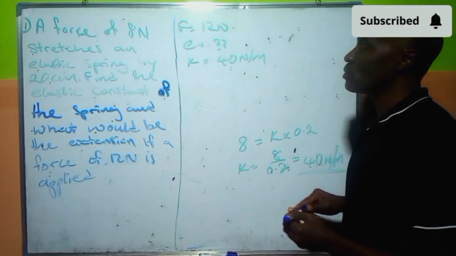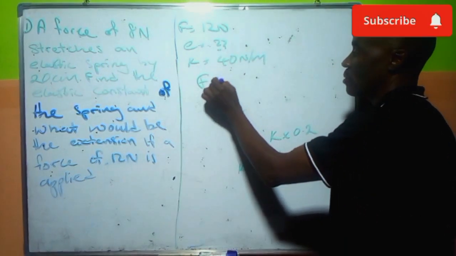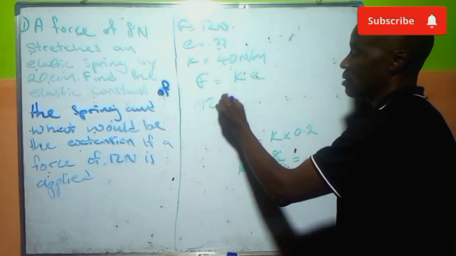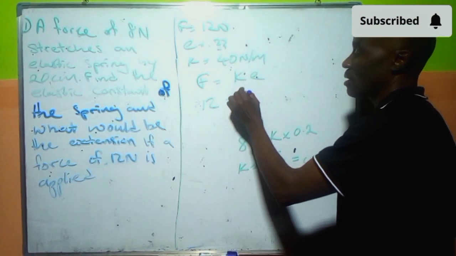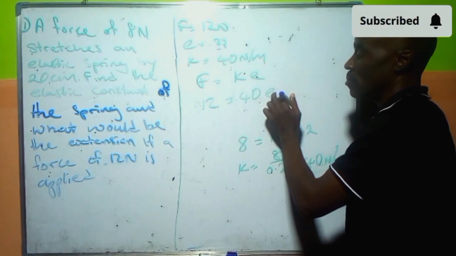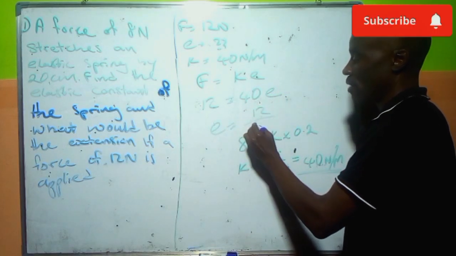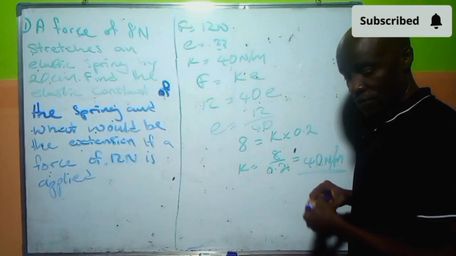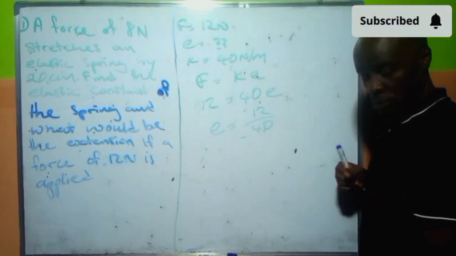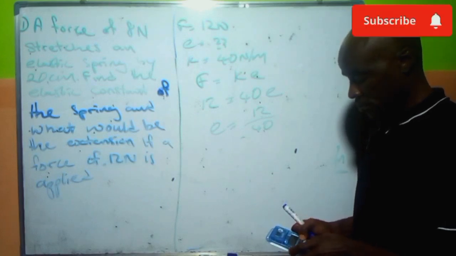So we are going to substitute. If we substitute for the force, remember our law. We have F = Ke. Then force is what? 40 equal to K. Now K is what? 40 and E is unknown. Making E the subject of the formula, we have 12 over what? 40. 12 over 40. I believe we are following. I hope my calculator will work.